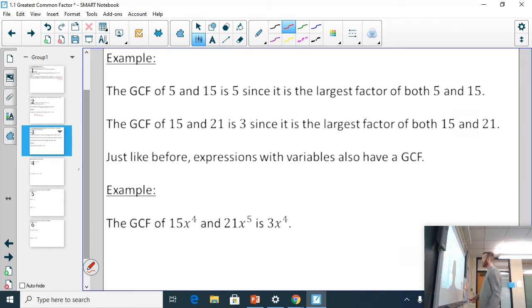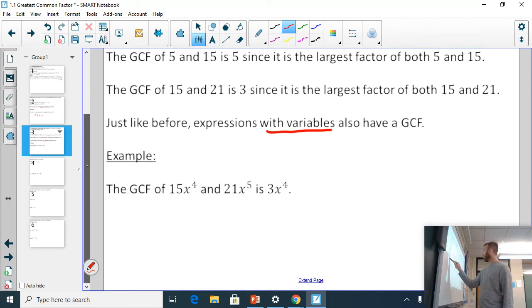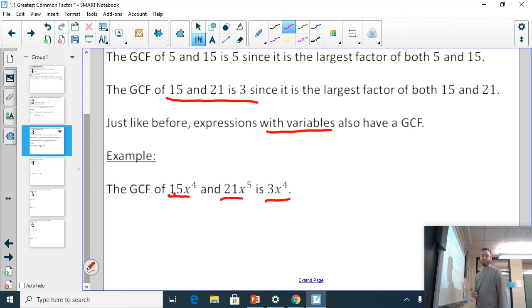And just like before in the previous slide, expressions with variables can also have a greatest common factor. So the greatest common factor of 15x to the 4th and 21x to the 5th is 3x to the 4th. Now I kind of combined this, right? I used this 15 and 21 from up here. The greatest thing that divides both 15 and 21 is 3, so we have that 3. And then notice we have 4 x's here and 5 there, so the most that they share in common is 4. So I could take out an x to the 4th. That's what they have in common, right? The greatest common factor. And we'll get into a few examples.